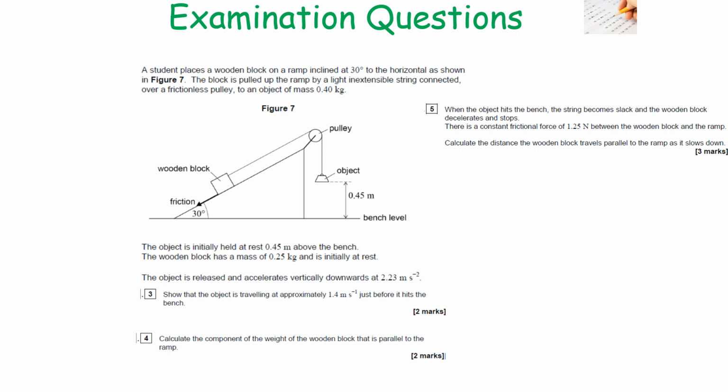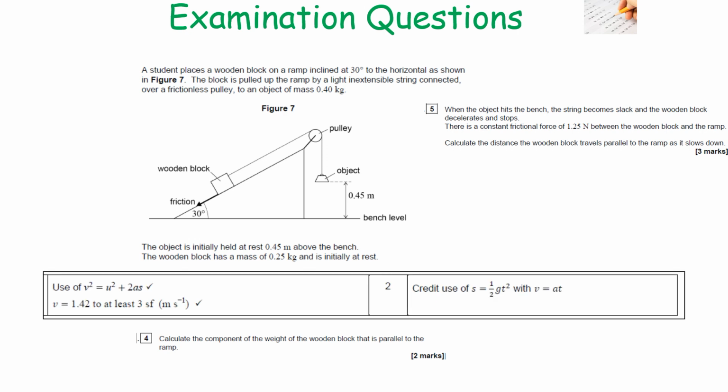So we want to work out what v is, which is our final velocity. We know what u is because it's initially held at rest, so u is going to equal 0. We've got our acceleration and our displacement in the vertical. So we can say v squared equals u squared plus 2as. We pop our values in and we get an answer for v of 1.42 meters per second.